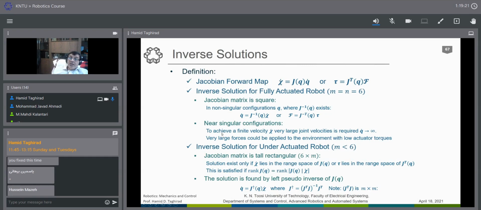This means that to achieve a finite velocity x dot, you can see in some simple direction, you are very close to the boundary of the workspace, and you would like to go a bit further.